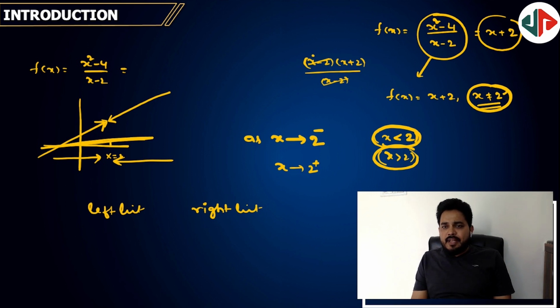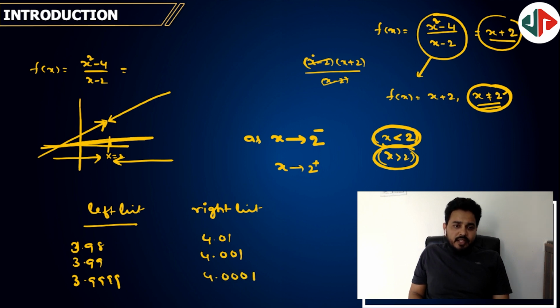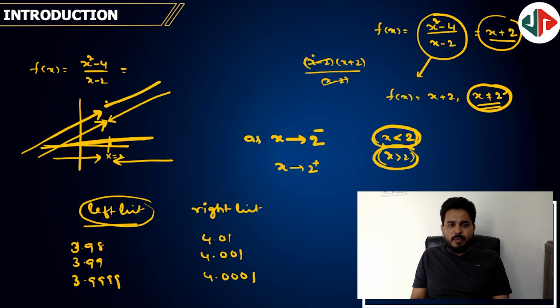So here what happened? You take x plus 2. As x is approaching 2 from the left side, it is like 3.98, 3.99, 3.99999 like this. When you're approaching from the right side, 4.01, 4.001, 4.0001. So when you're approaching from the left side, it is going to 4, and from the right side also approaching 4. So we will write limit x tends to 2, f of x is equal to 4. That is called the limit value.